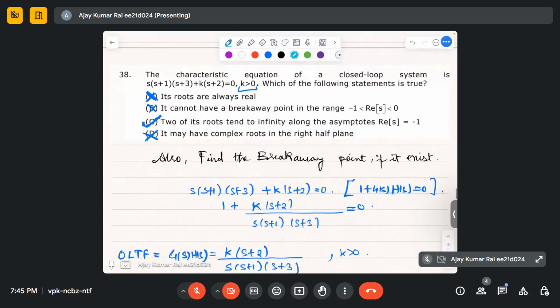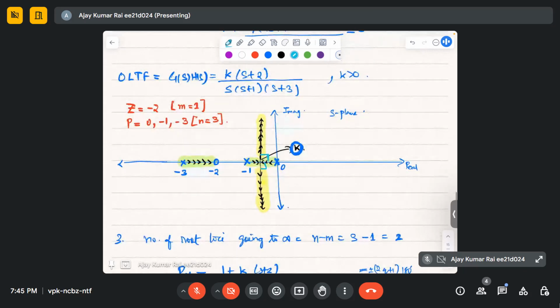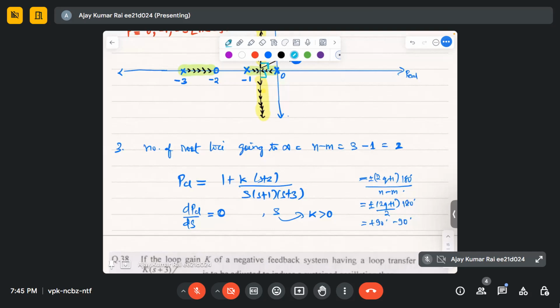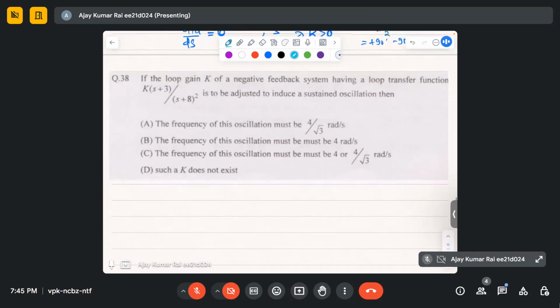Any doubt in this question? I'll solve this and upload it, no problem. But at least you know how to draw the root locus and how to answer this. Very simple question, again very simple. And I'll go to the next question.